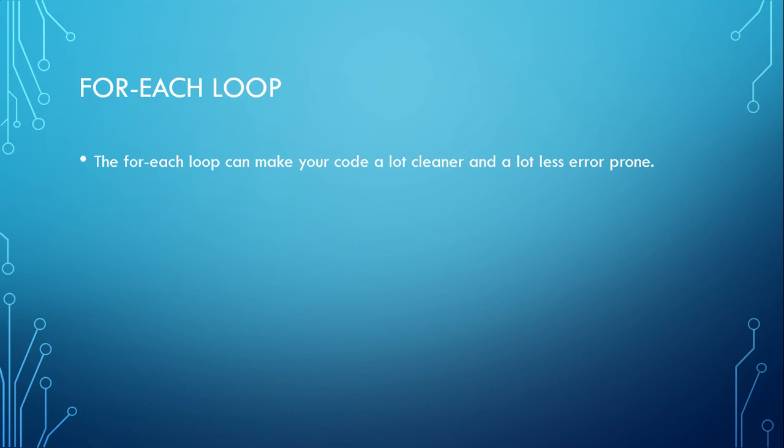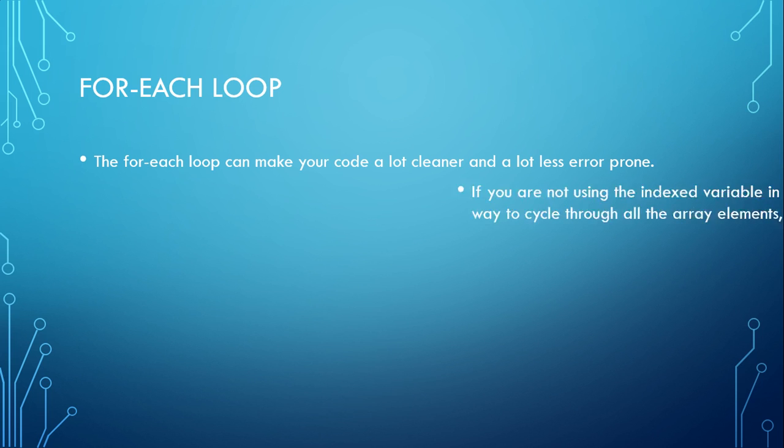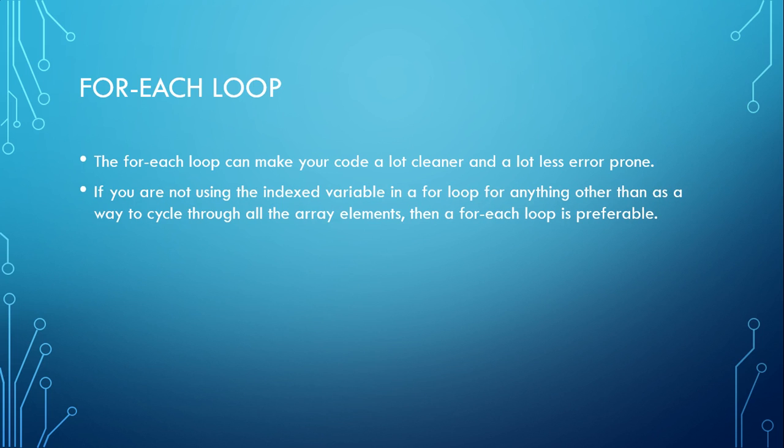The for each loop can make your code a lot cleaner and also a lot less error prone. Because if you compare that to a normal for loop, a normal for loop has 3 statements. You typically have your initialization statement, you'll have your comparison statement, or your end statement if you want to think about it that way, and you'll have your increment or decrement statement. If you're not using the index variable in a for loop for anything other than a way to cycle through all the array elements, then a for each loop can actually be preferable to how we've been doing it before.